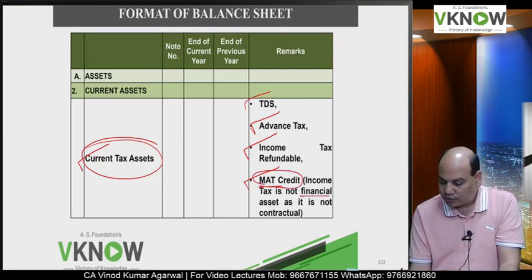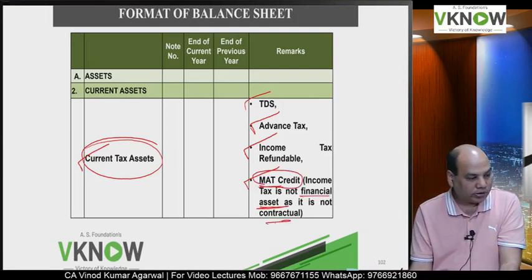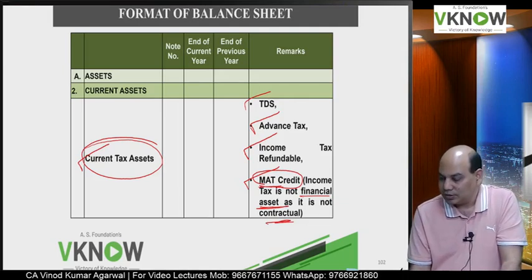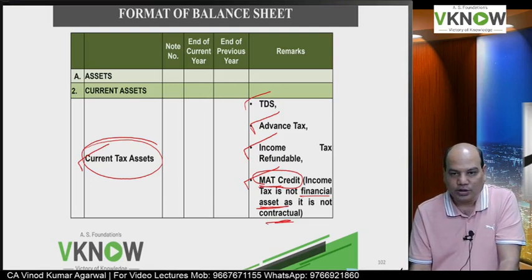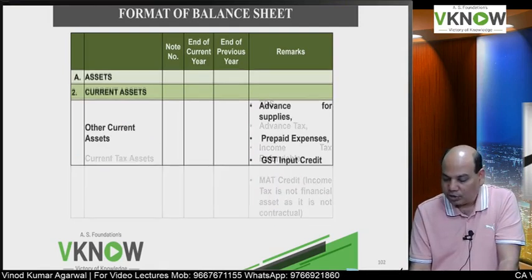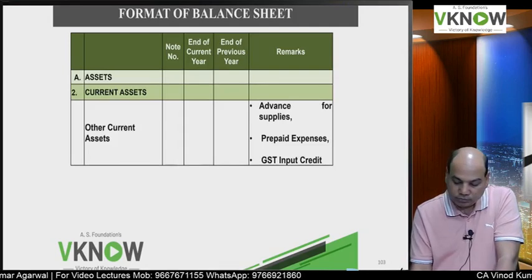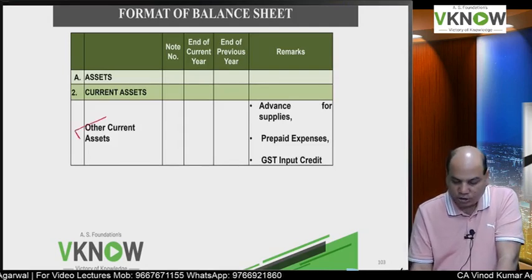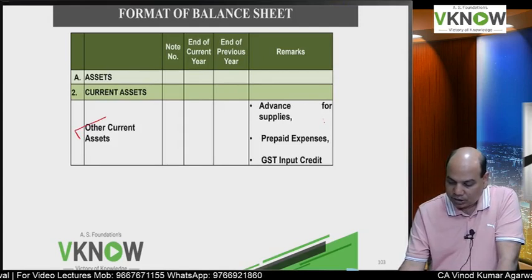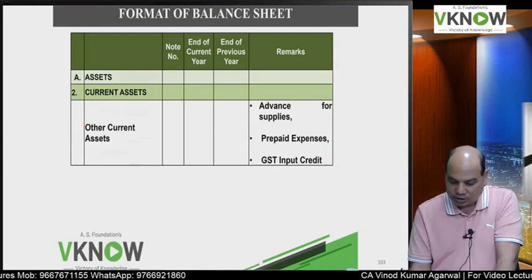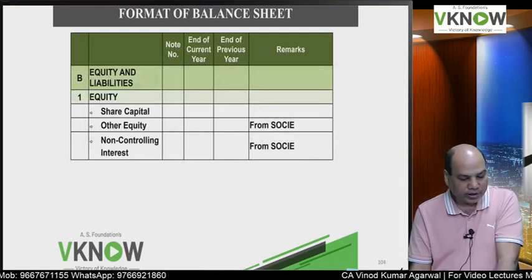It is not shown as a financial asset because it is not contractual. It is a statutory item, not a contractual item. You get this right because of law, not because of contract. And then in the last item you will put other current asset, like advances paid to suppliers, prepaid expense, then GST input credit will come under other current asset. So that was my asset side.